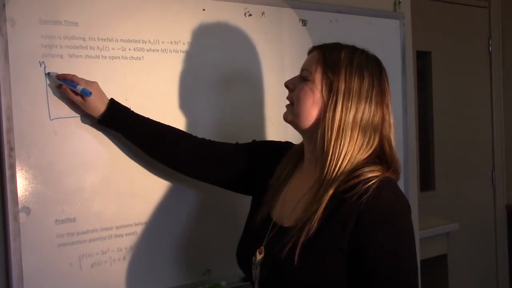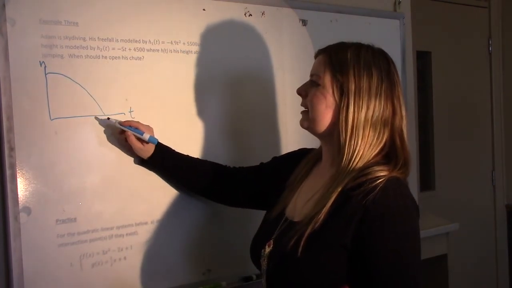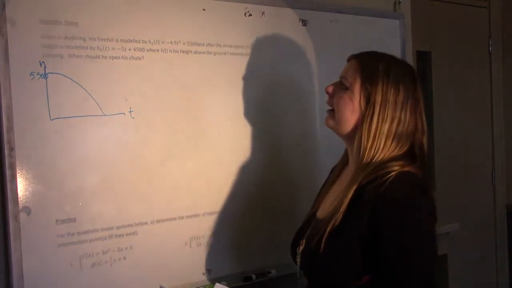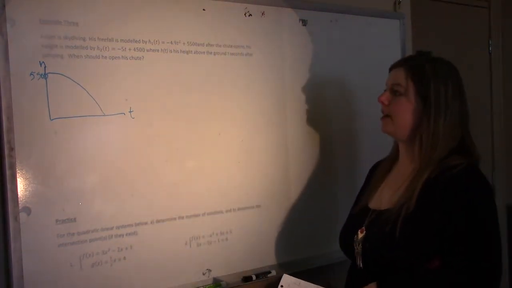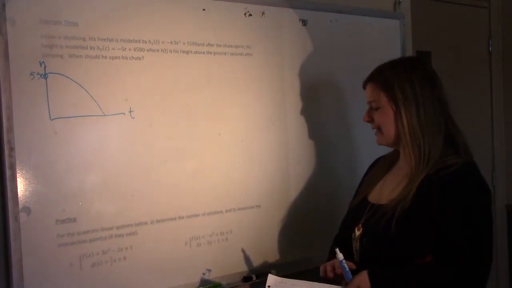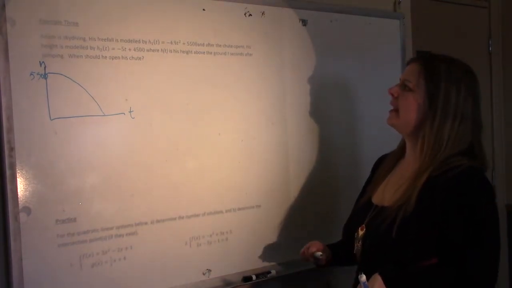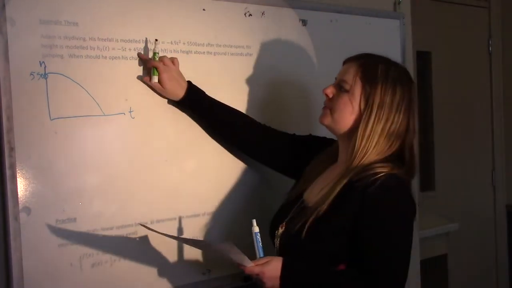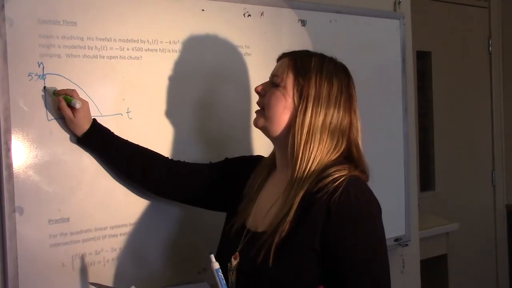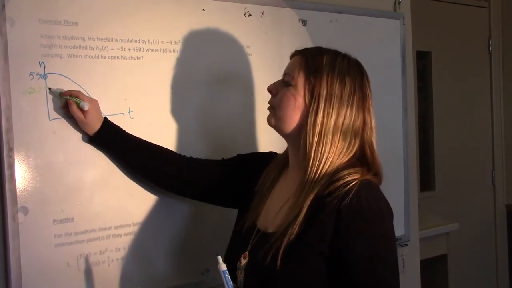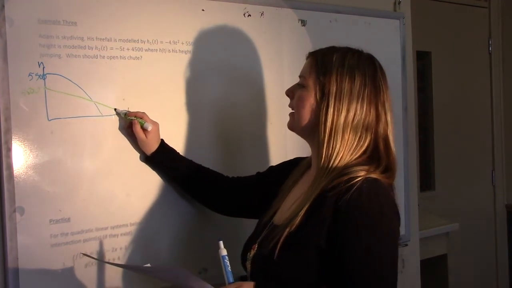So it's going to look something like this. There's his parabola, and this is 5,500. That's how high he was when he jumped out of the airplane. Crazy person. And this next equation is what happens after the chute opens. Notice that its y-intercept is 4,500. And then it slopes down, so it's going to look something like this.